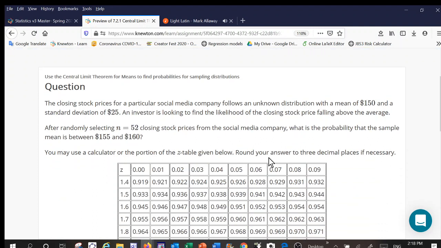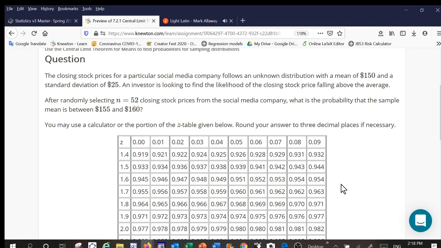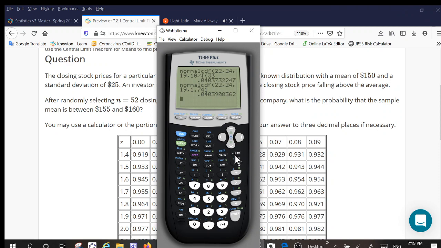Okay, here it's a similar problem. It says after randomly selecting 52 closing stock prices from the social media company, what is the probability that the sample mean is between 155 and 160? Again, we have a population with a mean of 150 and a standard deviation of 25. So if we take samples of size 52 from this population, what's the probability that the mean we find is between 155 and 160? So basically it's the same problem.